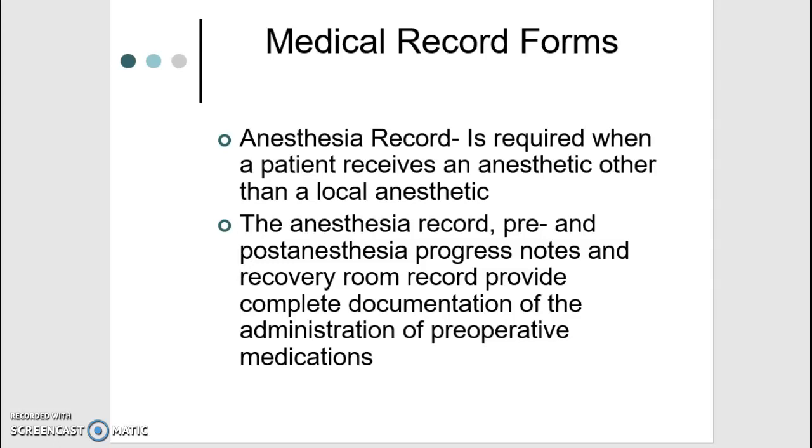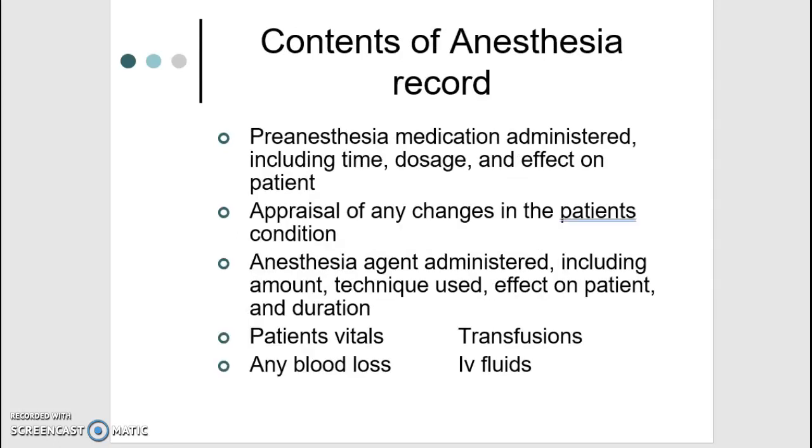We have the anesthesia record, and this is required when a patient does receive an anesthetic other than local. The anesthesia record, post-anesthesia progress notes, and recovery room provide complete documentation of the administration of pre-op meds. The content of anesthesia is pre-anesthesia medication administered, including time, dosage, and effect on the patient. You're going to do an appraisal of any changes in the patient's condition.